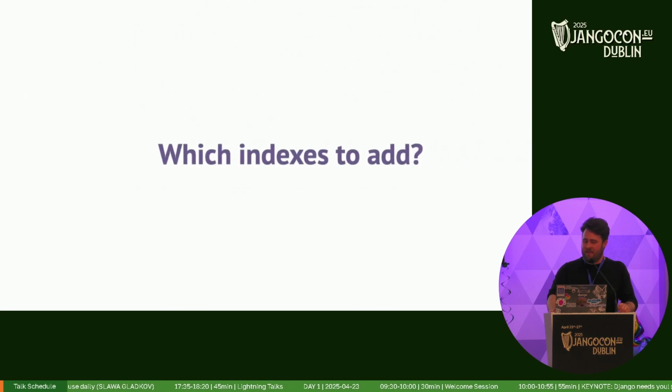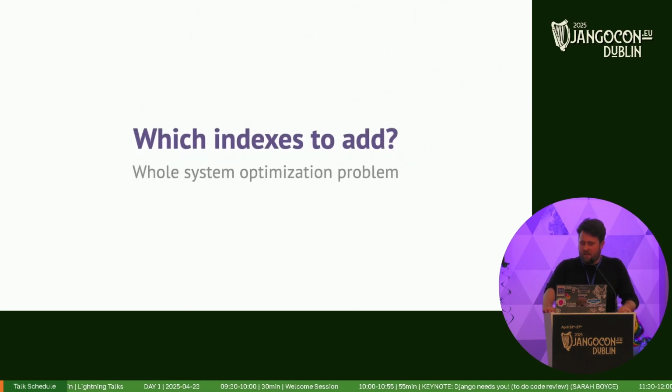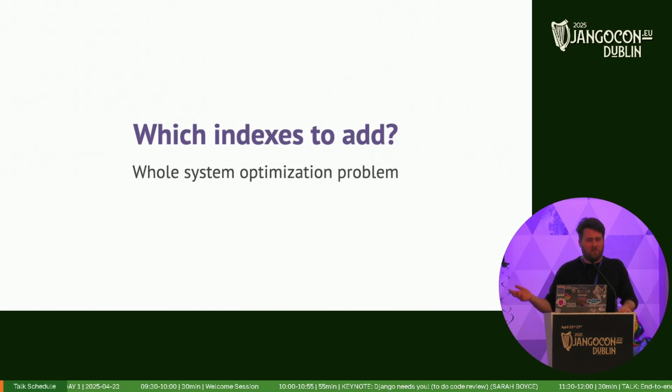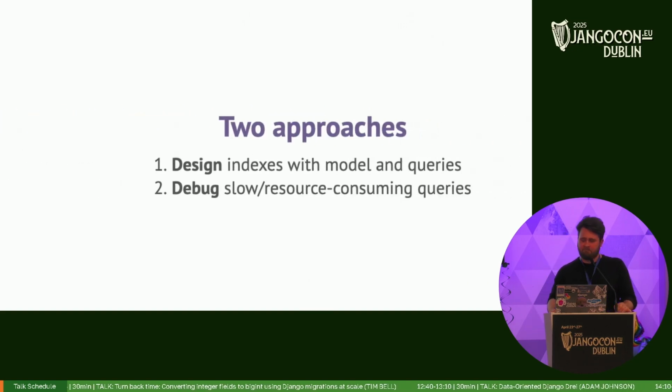So that is why we have the question, which indexes should we add? This is really a whole system optimization problem. It's not just about one table and one column. We need to know, how are we going to filter that column? Is it used in any joins? Is there any way of optimizing to combine two indexes by having a multi-column one? Is it better to do a function-based index? That makes it much more of an art than a science. But thankfully, it's an art you can start with some common sense.